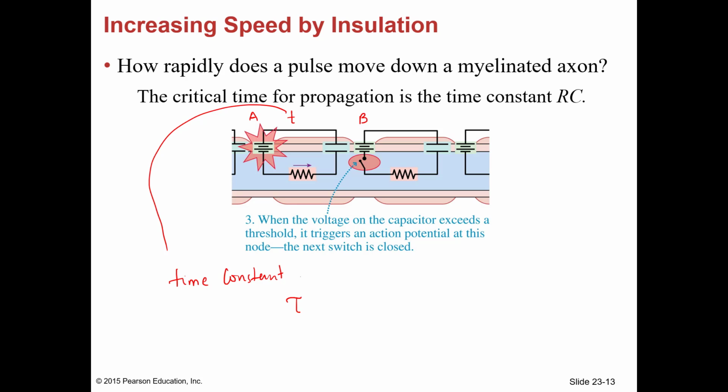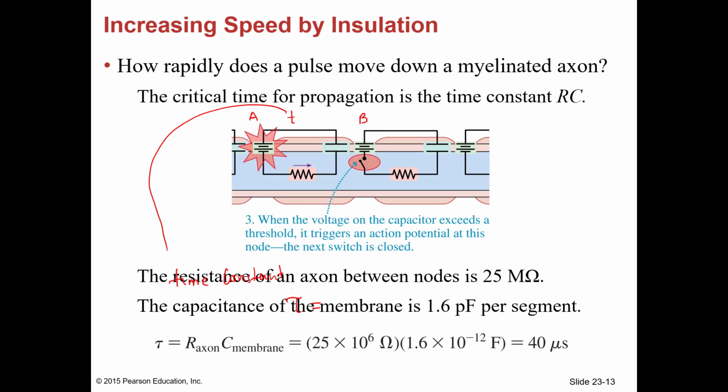We know the formula for the time constant. If you were in the lab or the lecture last time, we calculated this. The time constant is given by RC, resistance times capacitance. The resistance of the axons between the nodes is 25 megaohm, usually 25 times 10 to the 6 ohms. Mega means 10 to the 6 ohms.